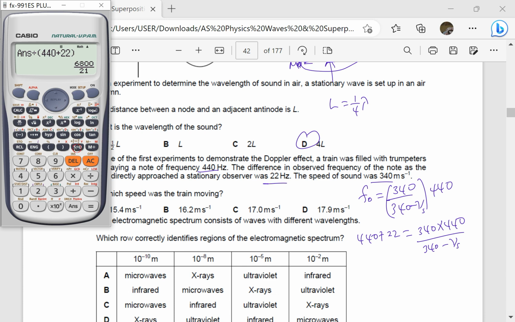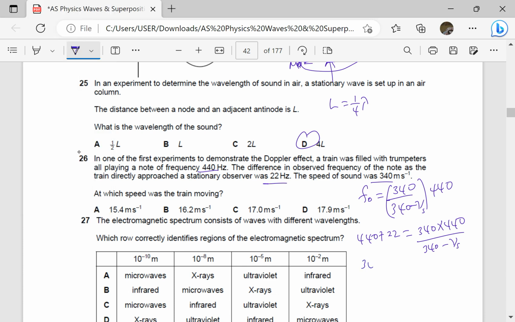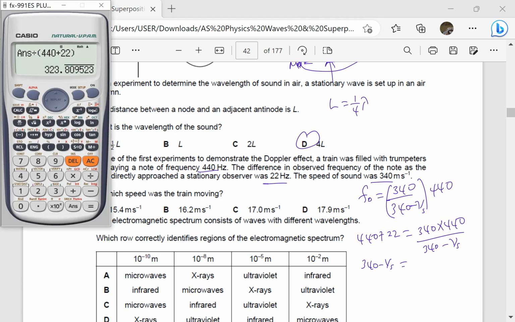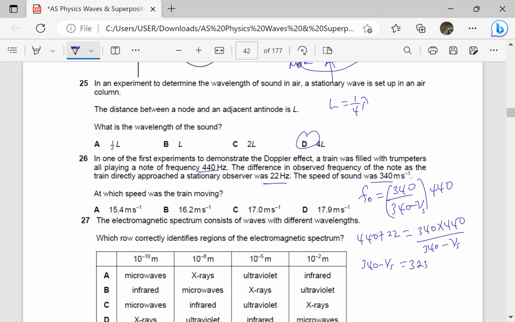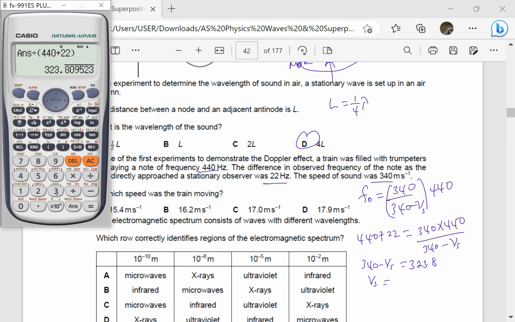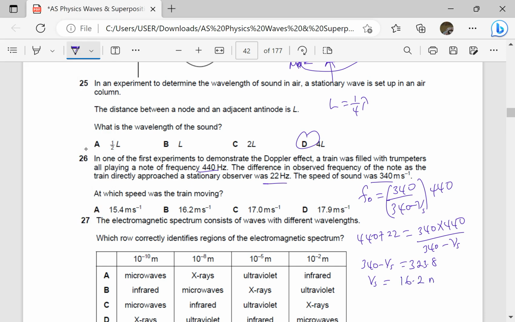I have that 340 minus Vs is equal to 323.8. So making Vs the subject, I just subtract: 340 minus the answer is equal to 16.2. So that is 16.2 meters per second, making the answer B.